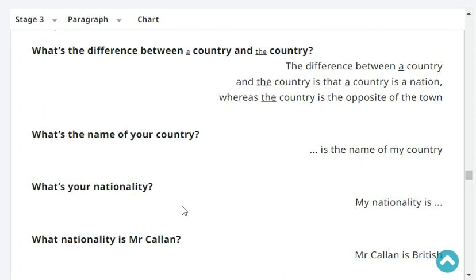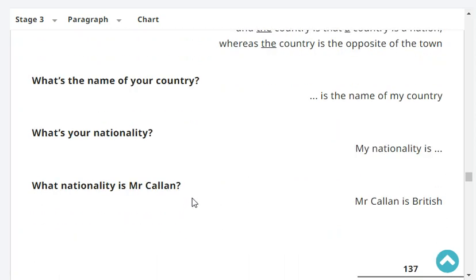What's the name of your country? Japan is the name of my country. What's your nationality? My nationality is Japanese.